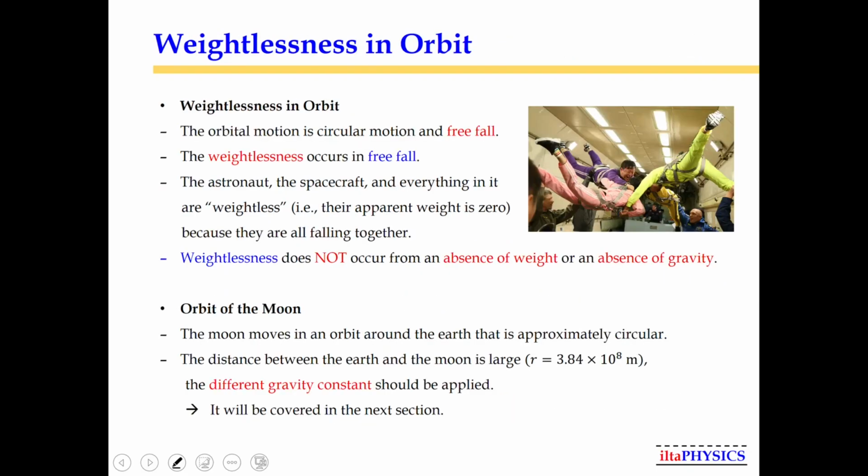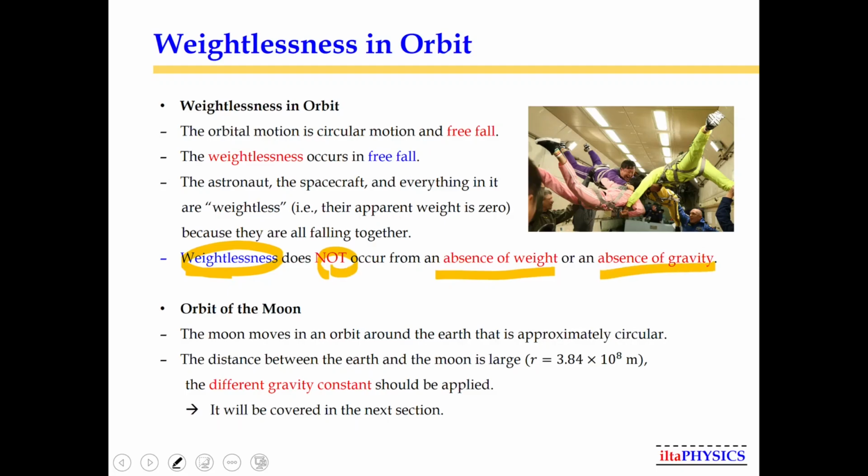Finally, let's talk about weightlessness in orbital motion. Earlier, we said that orbital motion is both circular motion and free fall motion. And we also learned that an object in free fall experiences weightlessness. So, a spacecraft orbiting Earth, along with the astronauts and all the objects inside, are all in a state of free fall. And that's why they feel weightless, which means their apparent weight becomes zero. Therefore, it's important to understand that weightlessness doesn't mean there's no gravity or no weight. It's a condition that can only occur because gravity exists and the entire system is in free fall.